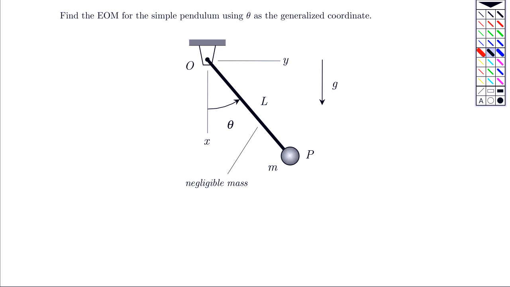In this problem, we are asked to derive the differential equation of motion for the single degree of freedom system that we see here on the screen. The system is made up of a particle mass P, which is attached to a massless rigid bar OP, with O being pinned to ground there at the top. It's hanging in a vertical plane.